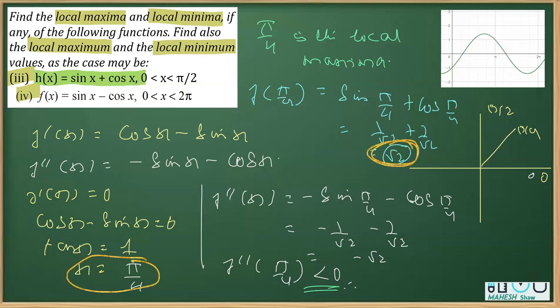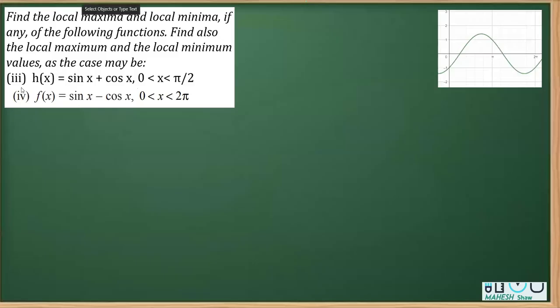And we'll also say that pi by 4 is the point of local maxima. So if I have to conclude the final answer, I'll say that the local maxima is at pi by 4, and the local maximum value is root 2, and there is no local minima, and that's the reason why I do not have a local minimum value. Now moving to the second part.